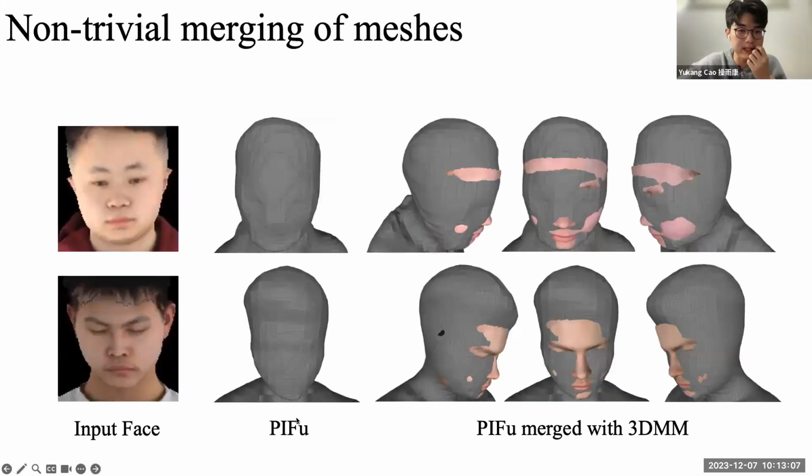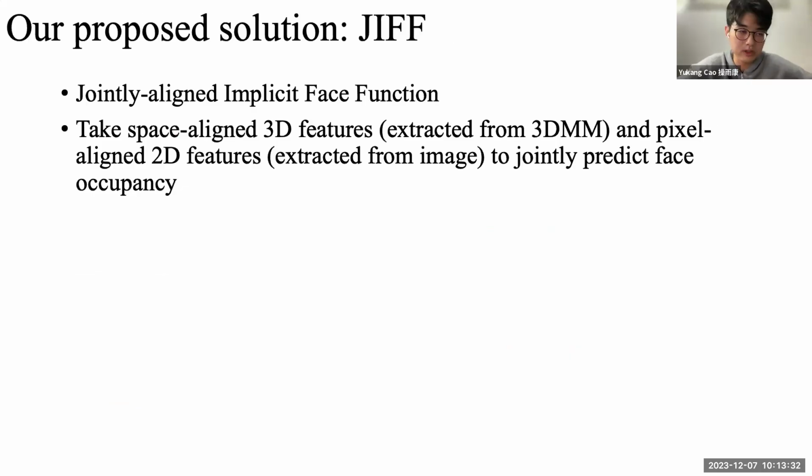While 3DMM produces a face mesh with detailed geometry and texture, it can be challenging to integrate it with a PIFu-based mesh. In these slides, we present both the PIFu-based mesh and the 3DMM mesh, as you can see from this slide. Due to the misalignment and different geometry, it's non-trivial to merge these two meshes in a satisfactory manner. So rather than directly merging them in the 3D space, we propose to fuse the information in the feature space.